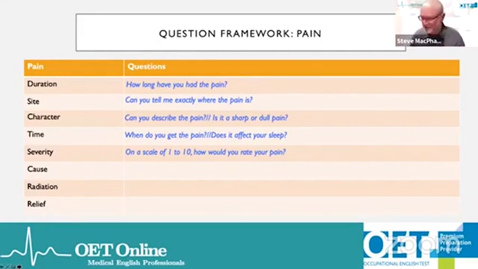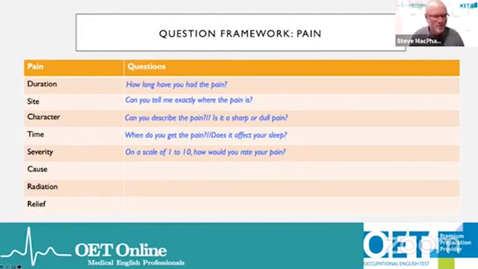Okay, let's continue. What about the cause? The trigger factor. Maybe you can use the word trigger here. Iman says, how would you score this pain? Perhaps how would you rate this pain? Use the word rate. Yep. Common question on the hospital ward or in various locations, isn't it?